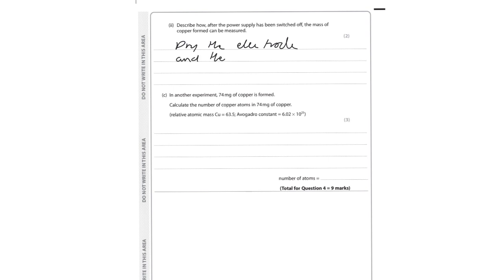And then weigh it and subtract the mass of the electrode at the start.